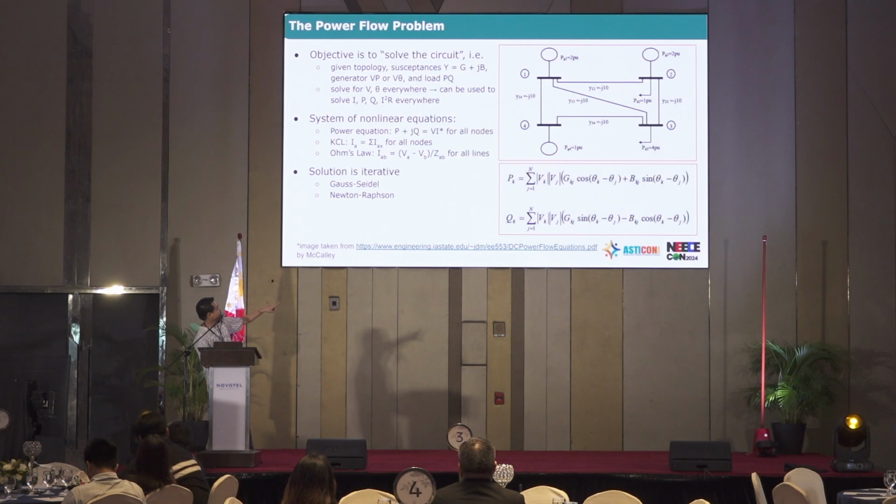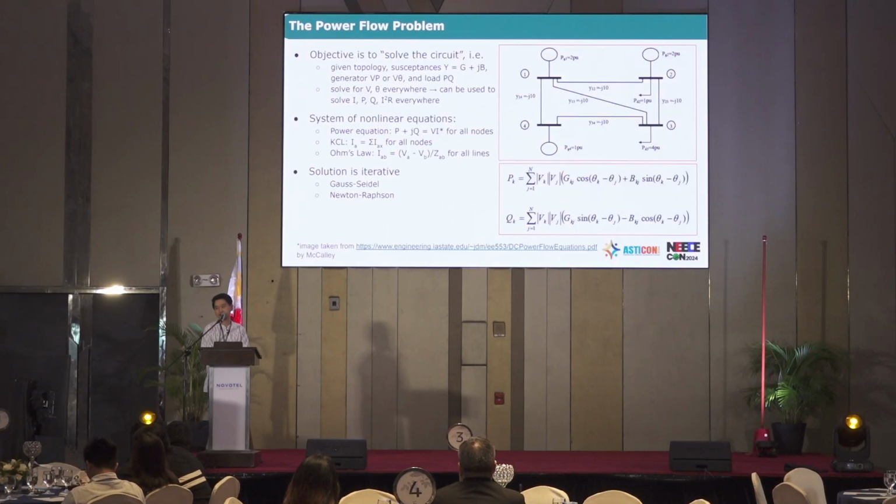And we know, dun sa mga nag-take na nung course natin sa EEE, power flow is modeled as a system of nonlinear equations taken from the power equation, KCL, and Ohm's law. So essentially, you have these equations here for P and Q for all nodes in the system. And you'll see that it is nonlinear because of the cosine and sine functions and the multiplication of variables. Okay? And because we have a system of nonlinear equations, hindi yun tinuturo usually sa undergrad programs, no?